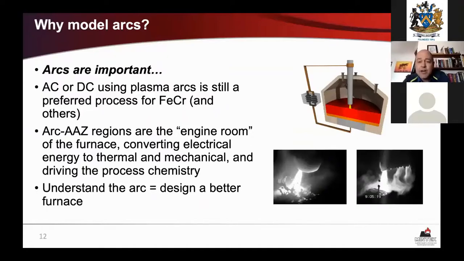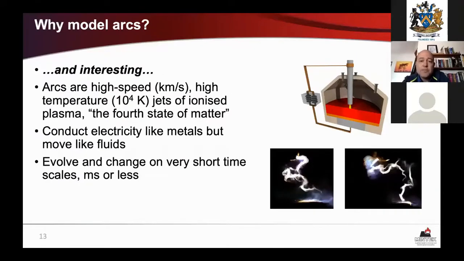If you mismanage the arc and the bath region immediately around it, you're going to struggle to run your furnace operation correctly. Arcs are also pretty interesting things to study. Well, I think so anyway, but I'm a bit of an arc nerd, so my judgment might not be all that sound. But fundamentally, they're these really incredibly fast, hot jets of gas that have been split up into a soup of ions and electrons, and that makes them extremely conductive electrically. And the interaction between the electric current passing through the arc and the plasma fluid that it's made up of really creates a lot of interesting behavior, and that's what we're interested in studying.